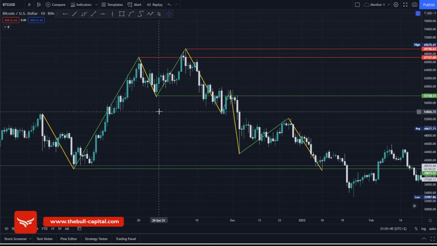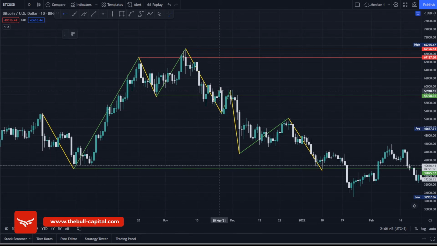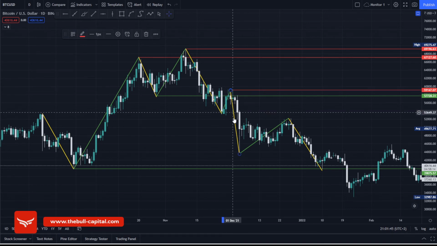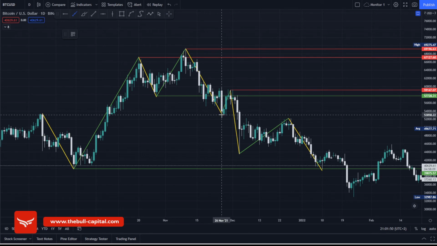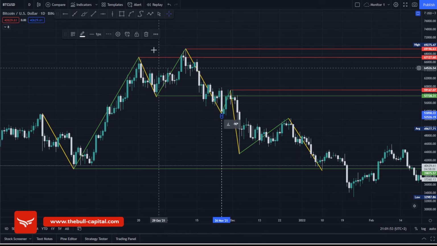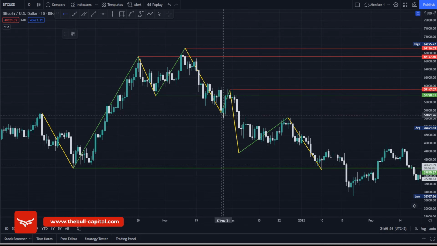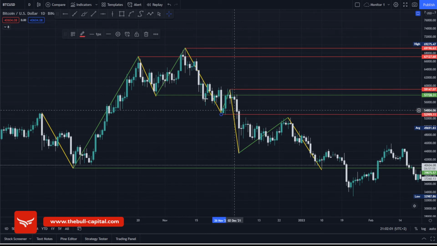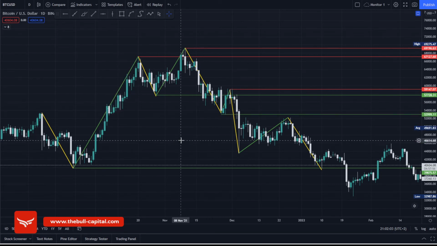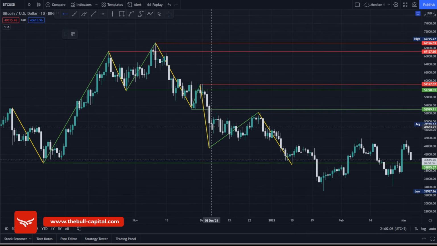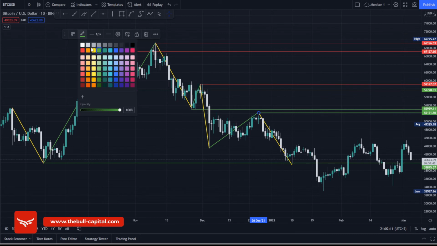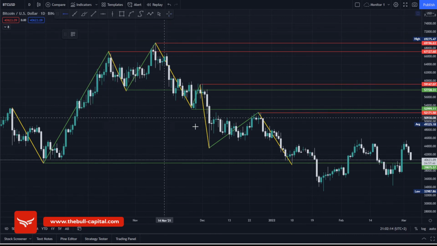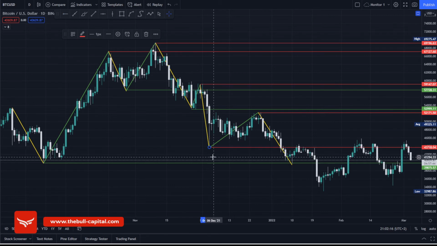Now we can draw a few more levels. We can draw this peak here as resistance, this valley here as support, this peak here as resistance, and this valley as support.